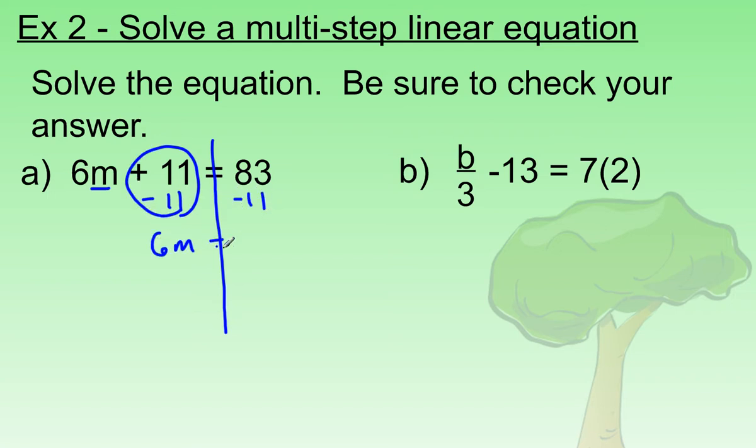6m equals, see, 83 minus 11 gives me 72. Step 5, we're going to get rid of that multiply by 6. So we're going to divide by 6. See, 6 divided by 6 is 1, which gives me 1m, or just m. 72 divided by 6 is 12. So I think that this is the solution.